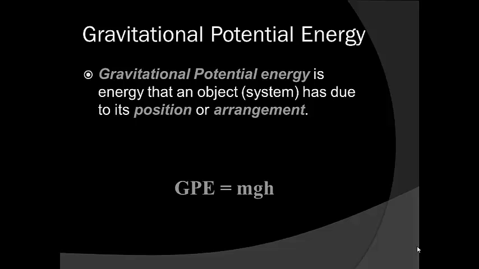Gravity, since we're on the Earth, is going to be 9.8. Notice how those variables are going to tie into each other. Twice the mass would give us twice the gravitational potential energy. Or if I move something twice as high, we're also going to have twice the gravitational potential energy.